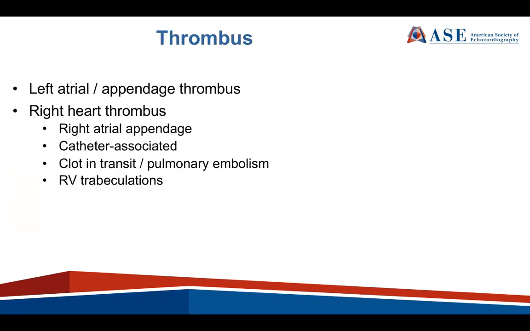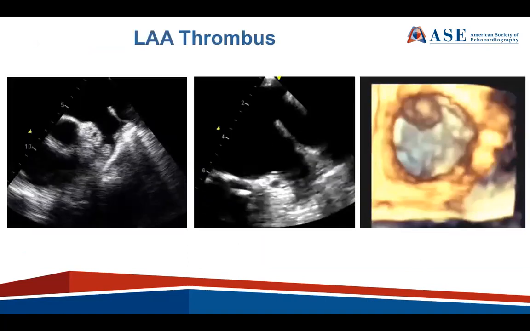So thrombus can also form in the left atrium or left atrial appendage, and it can also form in the right heart as well. Right atrial appendage, which again is a little bit harder to visualize and less common than the left atrial appendage. You can also see catheter-associated thrombus, which we mentioned, clot in transit or pulmonary embolism, and then also even within RV trabeculation.